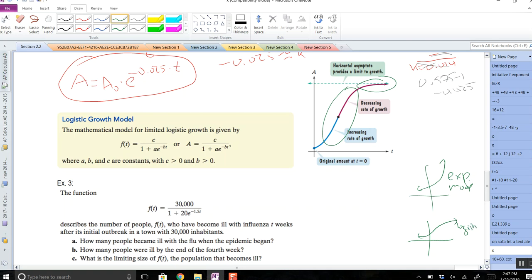That's the logistic model. And the way you keep things limiting is by having the model set up as a fraction and figuring out what C is. C is what we call the limiting factor for size. So it's basically the population of your area. That's why we have the 30,000 as a numerator, because we have 30,000 people in the town. Let's work these out.